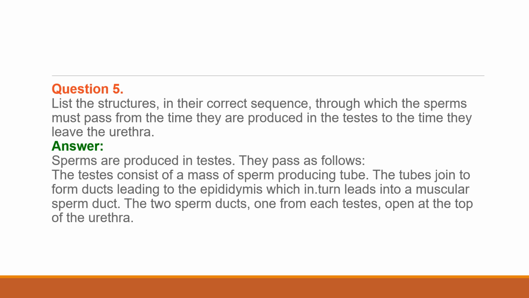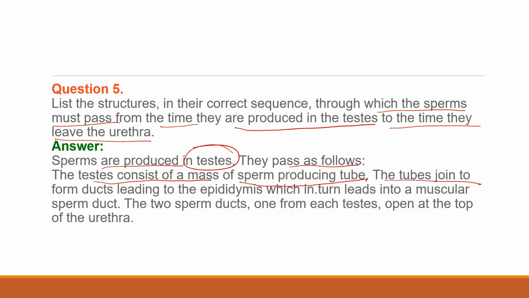Now here is a big question. Let's list the structures in their correct sequence through which the sperms must pass from the time they are produced in the testes to the time they leave the urethra. It is a very important question. Just read it and try to understand that sperms are produced in the testes. How do they pass? The testes consist of a mass of sperm producing tubes. The tubes join to form ducts leading to the epididymis, which in turn leads into a muscular sperm duct.